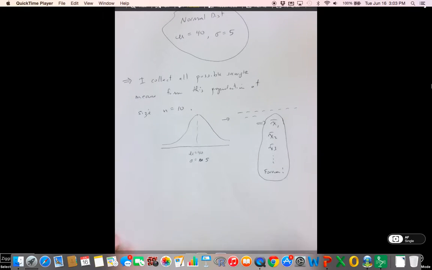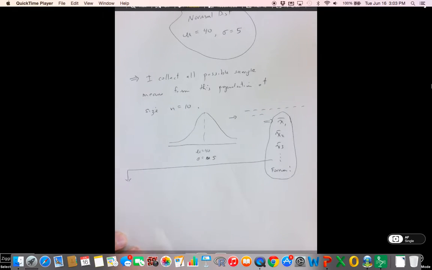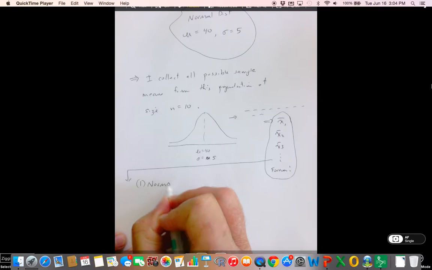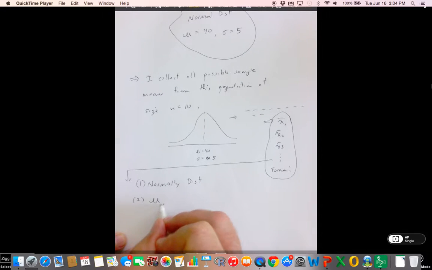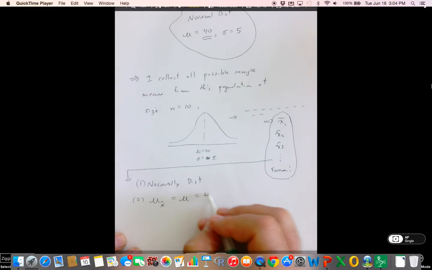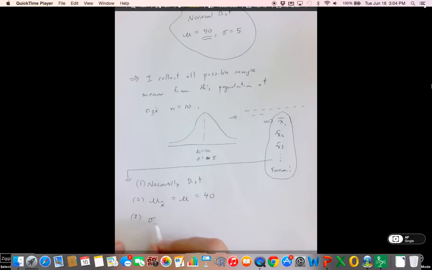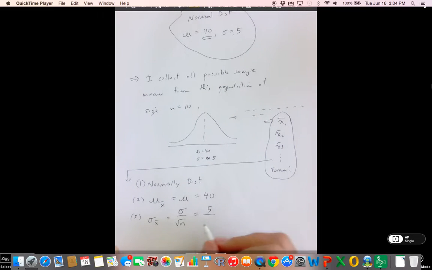The central limit theorem tells me what about these values? They will be normally distributed. They will have a mean equal to the original population mean, which is 40. They will have a standard deviation equal to the original standard deviation divided by the square root of n. Original standard deviation is 5 over the square root of n, and we took these things out at what, 10 at a time?